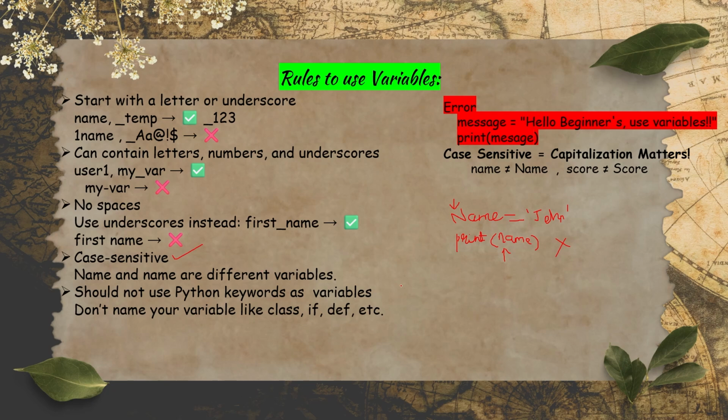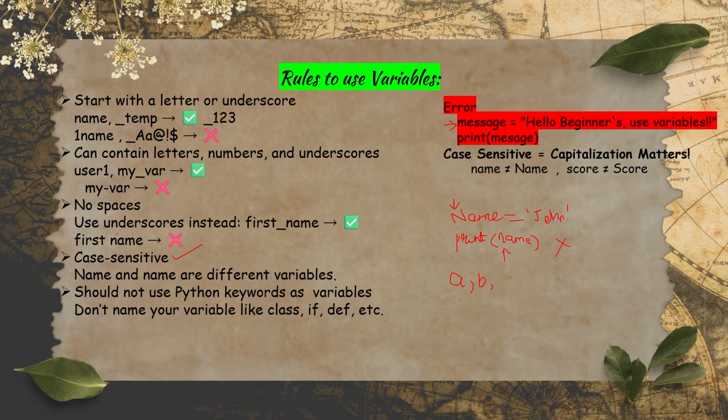Yes, and the last rule, which is very important: we must not use any Python keywords as variables. Variables are always user defined. Clear? So user defined means any variable name like A, B, C, or name, as we have used here, as well as message which we are using here. Clear? So we must not use any of the Python keywords or inbuilt keywords.